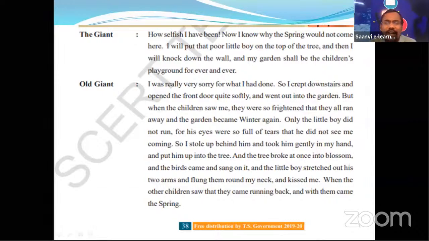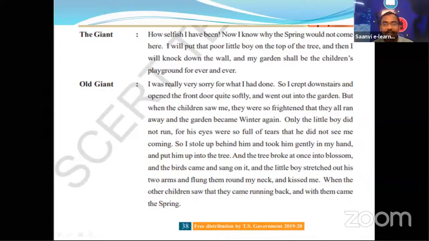"How selfish I have been." The giant understood that he had been very selfish. "Now I know why the spring would not come here." Finally, the giant realized why the spring would not come to his garden. "I will put that poor little boy on the top of the tree. I'm going to help the tiny boy. And then I will knock down the wall, and my garden shall be the children's playground for ever and ever."